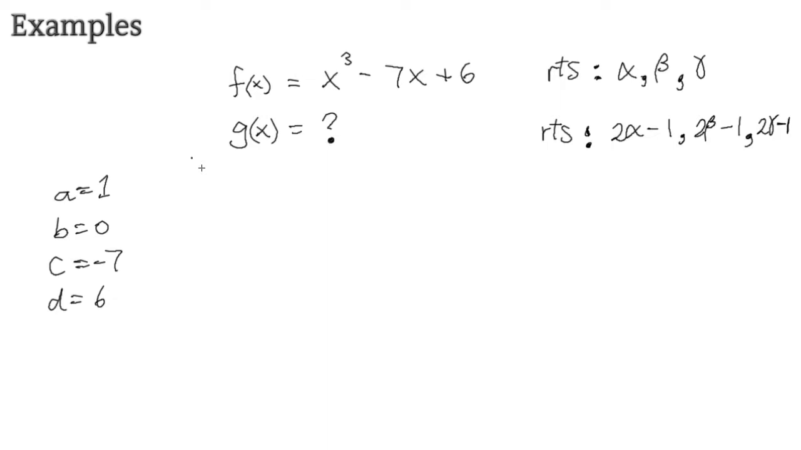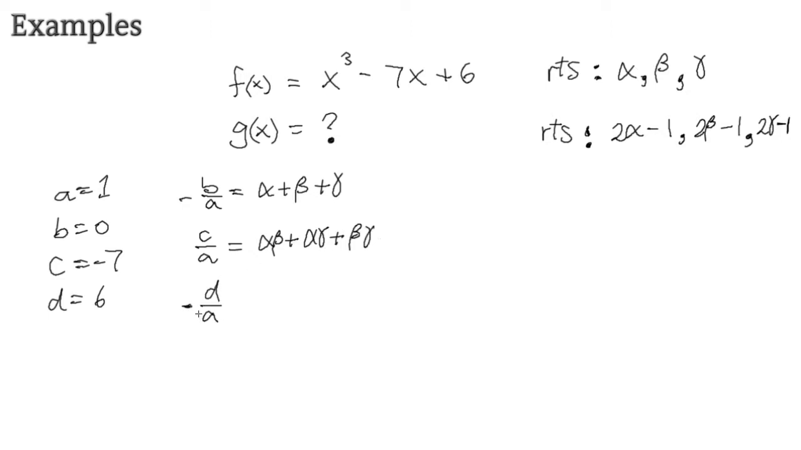So we have this information. We know that minus b on a is equal to alpha plus beta plus gamma, and we know c on a is alpha beta plus alpha gamma plus beta gamma. Minus d on a is equal to alpha beta gamma. So I have this information.